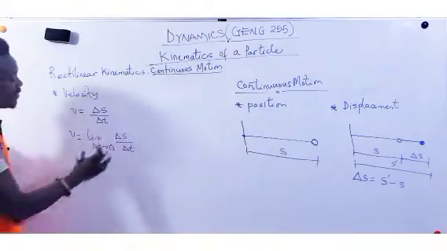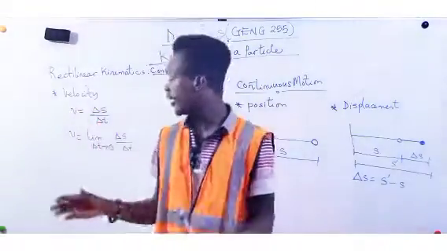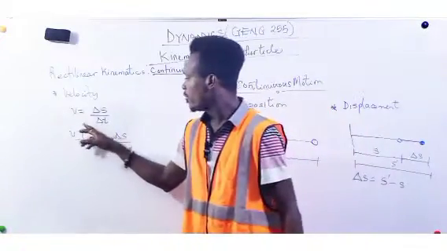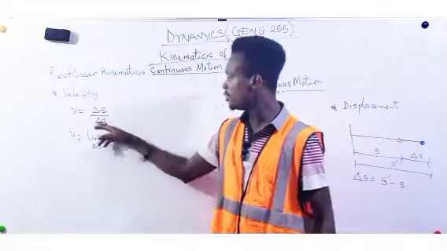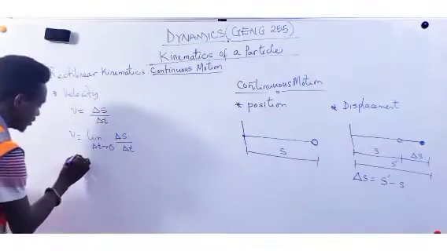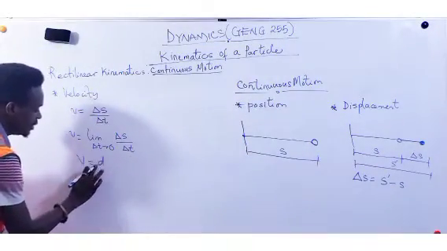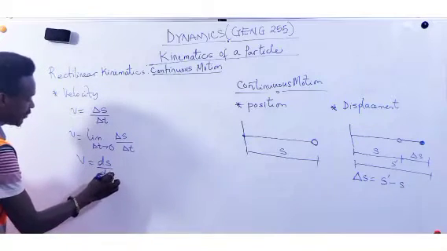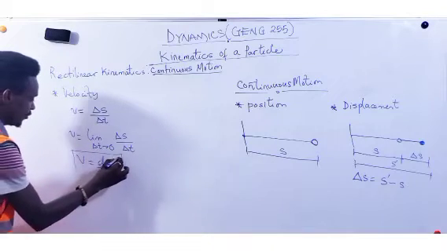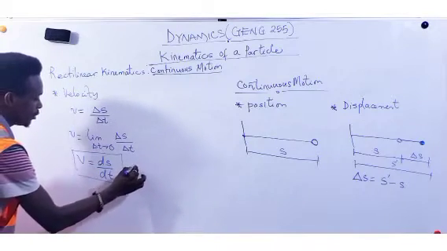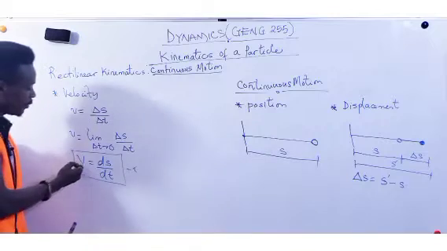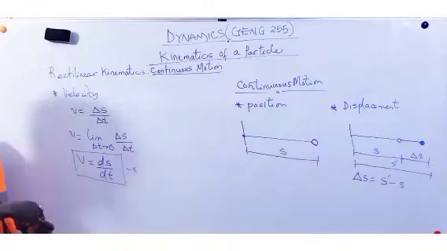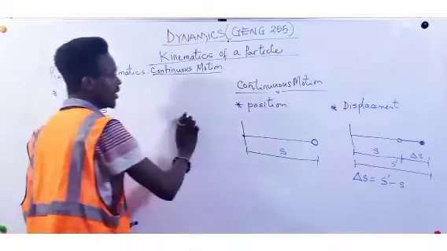If we have a limiting value, we can apply something in mathematics called the first principle of derivative. Applying it, the velocity v will be equal to the derivative of the position with respect to the derivative of time. We call this equation 1: velocity v equals the derivative of the position divided by the derivative of the time.